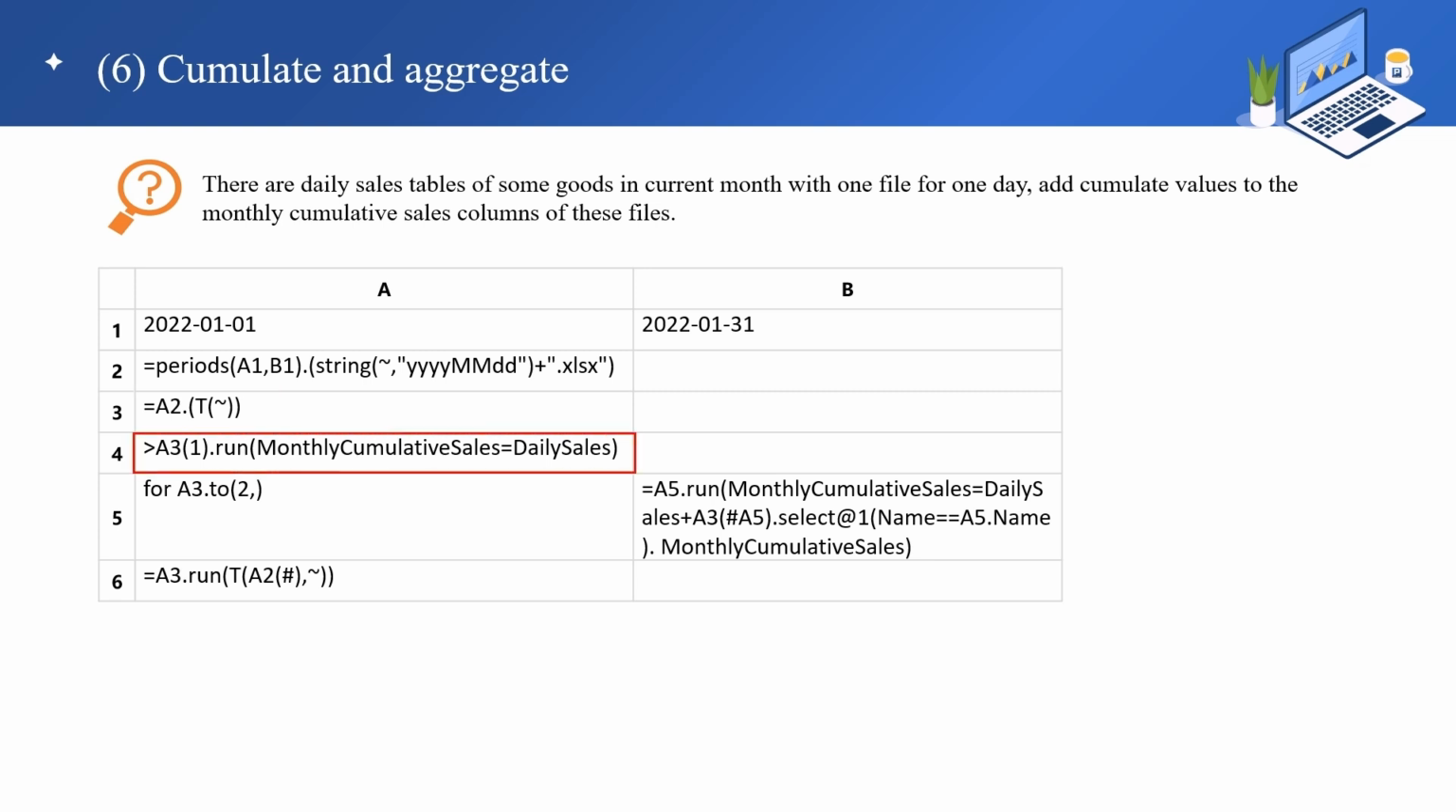A4, define the cumulative value of the first day as the sales of that day. A5, start the loop from the statistical table on the second day. B5, loop through every record in the current statistical table so that the monthly cumulative sales on the current day is equal to the sales on the current day, plus the monthly cumulative sales of the goods on the previous day. A6, loop through all calculated statistical tables in A3 and save them to the file names with the corresponding sequence numbers in A2.